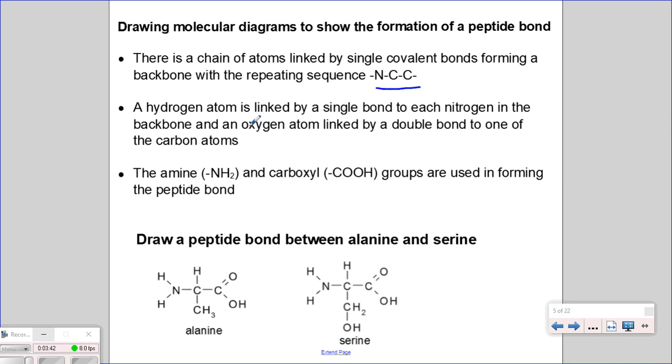You have a hydrogen atom that is linked by a single bond to each nitrogen in the backbone, and an oxygen atom linked by a double bond to one of the carbon atoms. The amine and carboxyl groups are used in forming that peptide bond. So in this example here, we'll draw a peptide bond between alanine and serine.